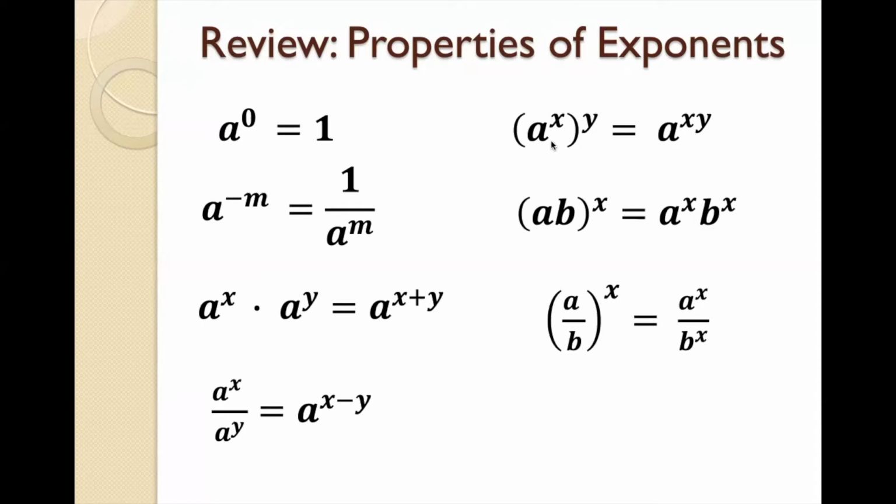If you have an expression with an exponent raised to another exponent, you get the product of the exponents. If you have a product raised to an exponent, you raise each factor to the exponent. And if you have a quotient raised to an exponent, you raise the numerator as well as the denominator.